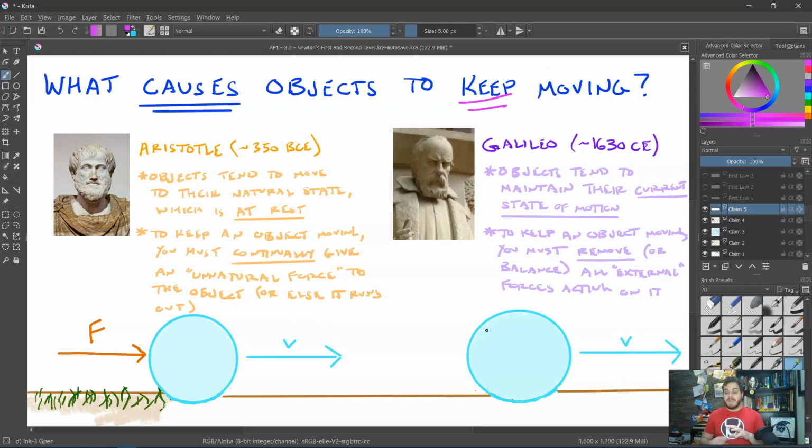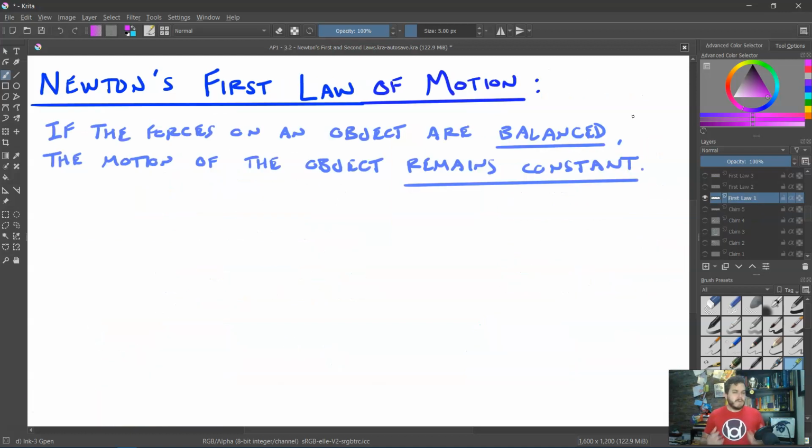Now, this doesn't mean there's no force on it. For instance, we know that this object probably has a force of gravity going down, at least it should if it's on Earth, and there's going to be a normal force going up from the ground, but these are balanced and therefore do not affect the motion of the object. So an object will just keep moving if we can remove all those external net forces, or at least balance them. Well, it turns out that Galileo was in fact correct.